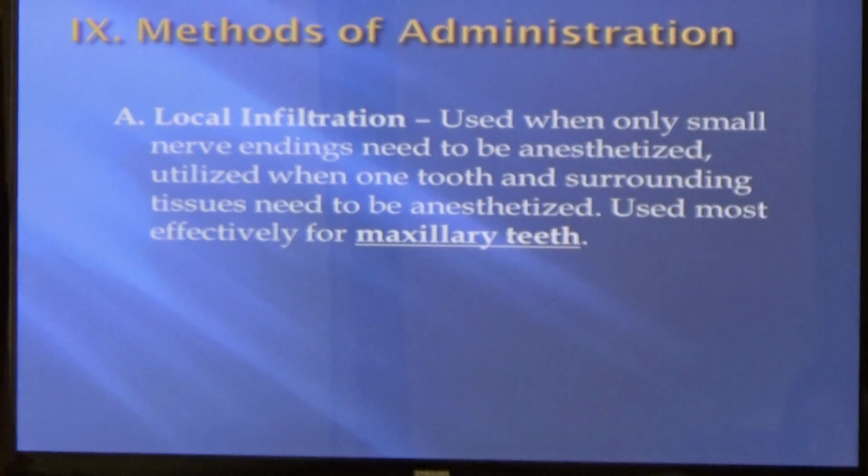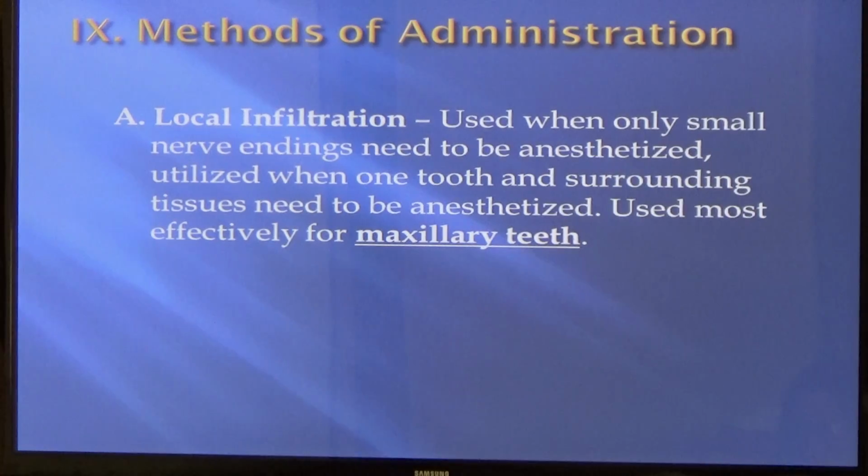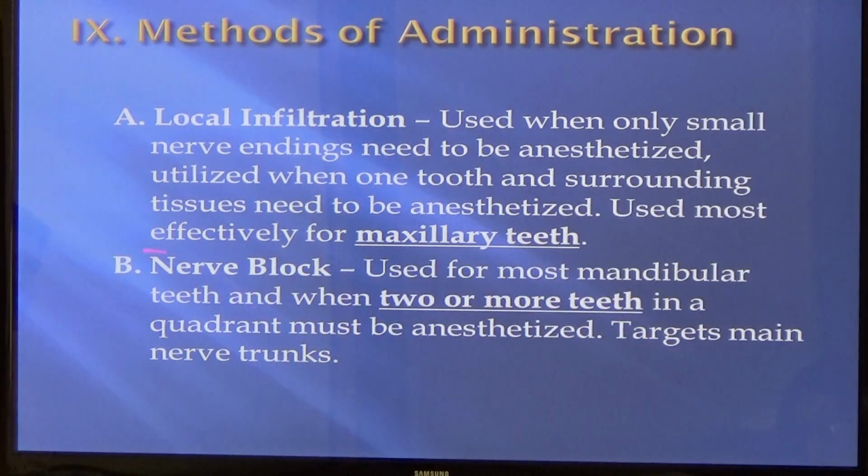Methods of administration: again, I talked about infiltration, which is just flooding the area, usually on upper teeth. And then the block, which is the nerve block. If you're doing 2 or more teeth, you want to block the nerve somewhere in the back so that it numbs everything in the front that you're working on.